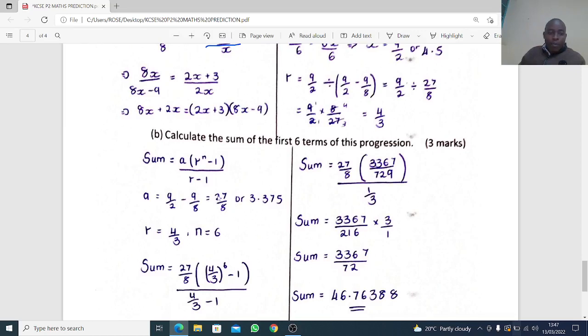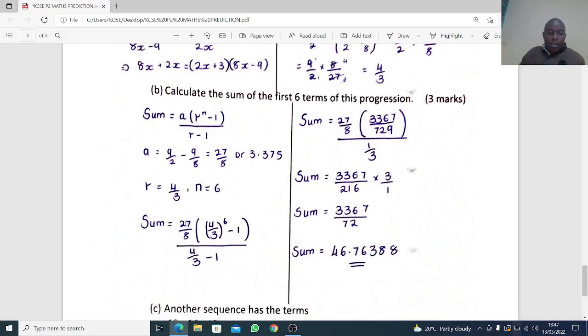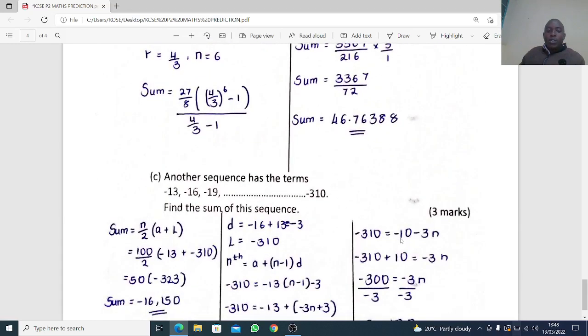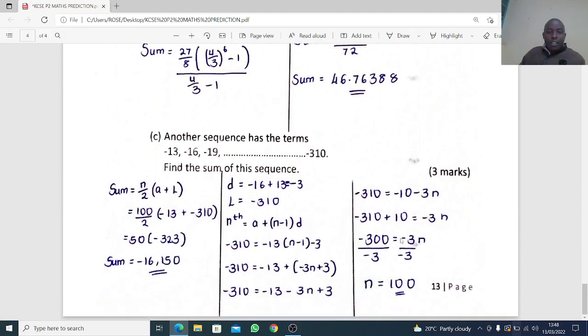That is our a. Our r is 4 over 3, and our n, the number of terms, is 6. So the sum equals 27 over 8, our first term, into 4 over 3 to the power 6 minus 1, over 4 over 3 minus 1. So we do all that, and our sum becomes 46.76388.